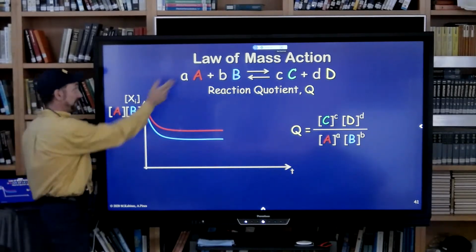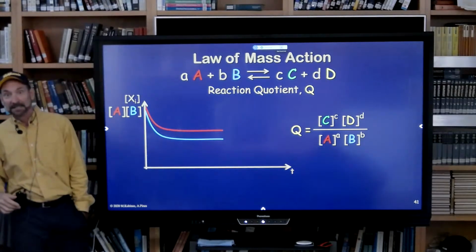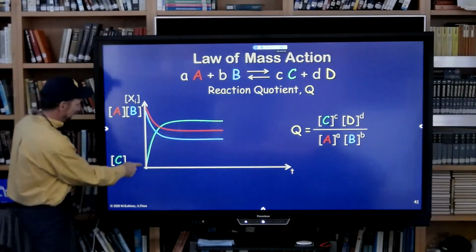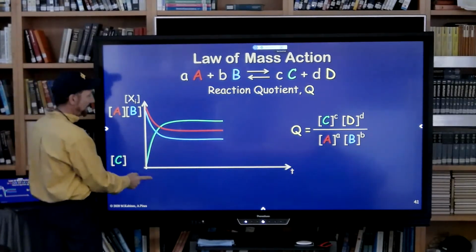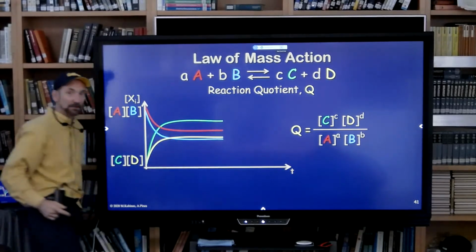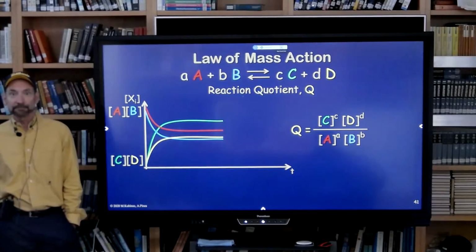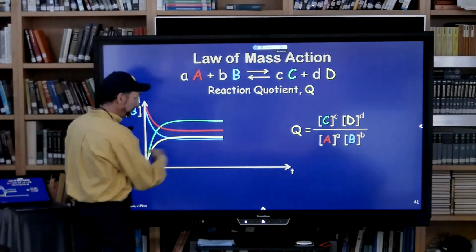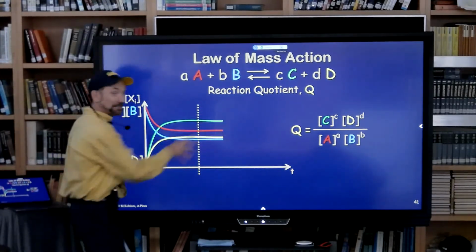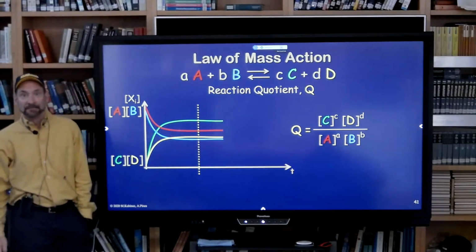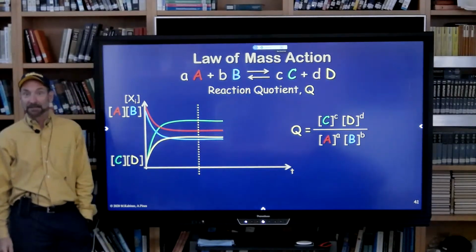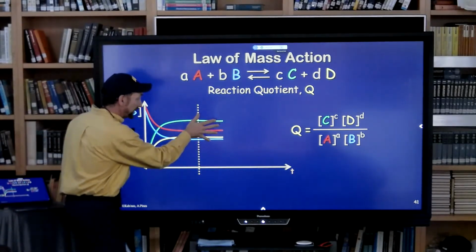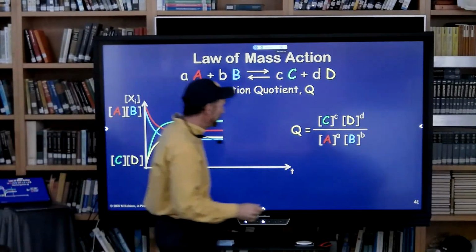This is not the standard state. I'm starting out with A and B and no C and D. But they're going to make C and D. Start out with no C and no D, but those concentrations would increase over time. But here's the thing. After enough time, the concentrations stop changing. This is typical of chemical reactions. And when the concentrations stop changing, what happens to Q?